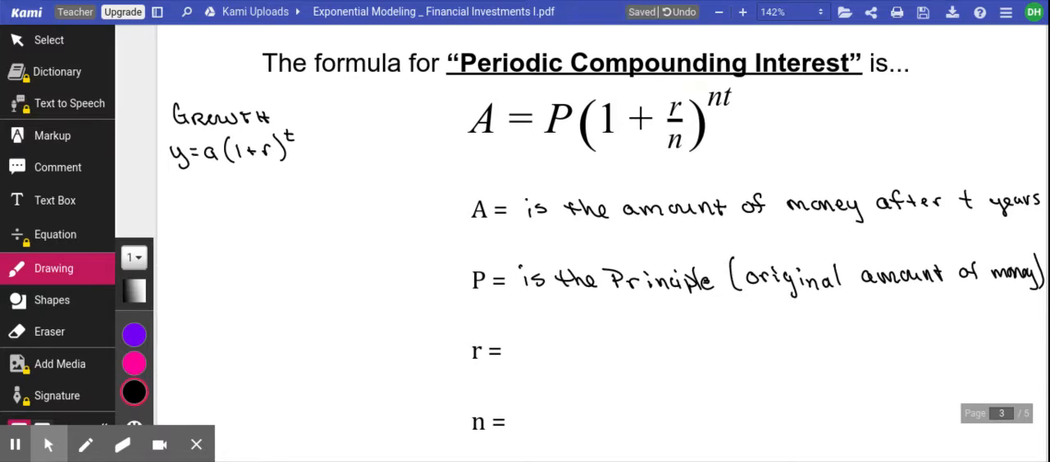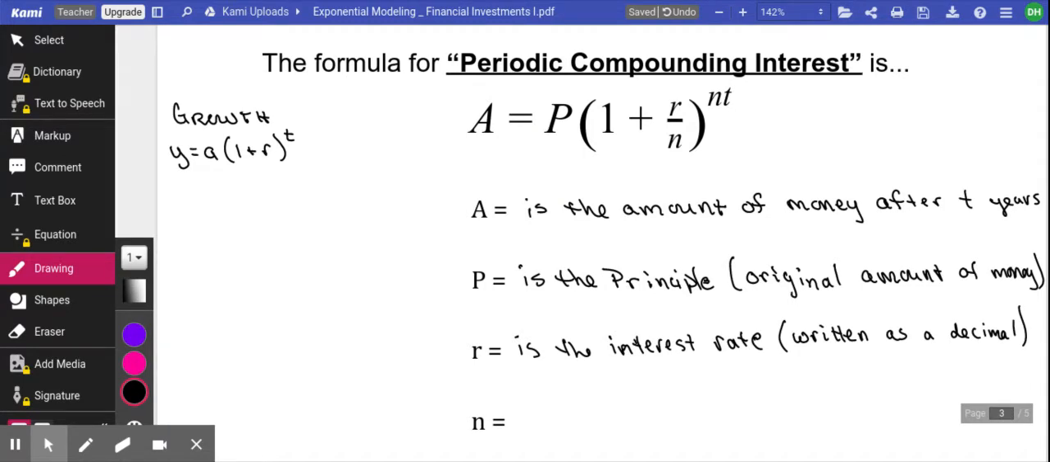Okay, r is your interest rate. And in the parentheses here, I want to make a comment that we always want it written as a decimal. So we always want to move the decimal place twice on those. Now, n is the number of times the interest is compounded per year.